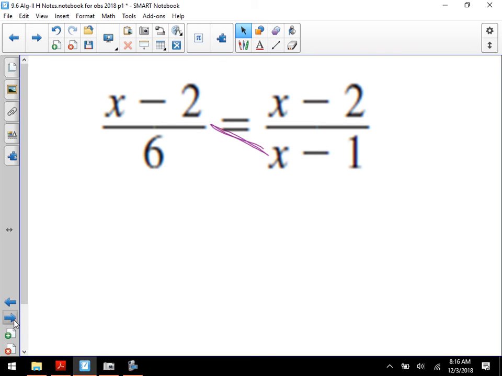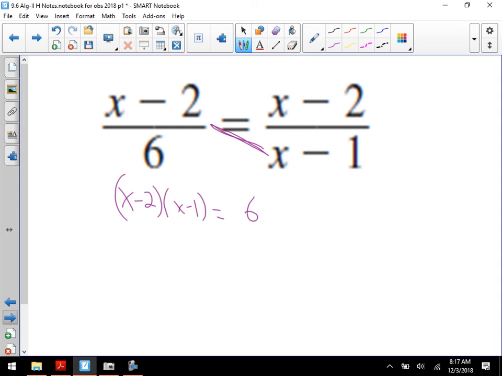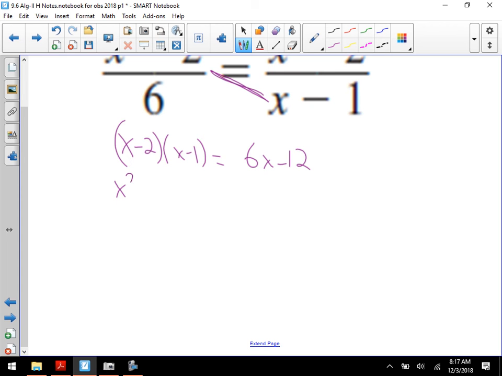That's one way to do it. If you recognize little patterns, great. If not, no big deal. Cross multiply. You get x minus 2 times x minus 1 is 6x minus 12. X squared minus 2x minus 1x minus 3x plus 2. Subtract 6x, add 12.